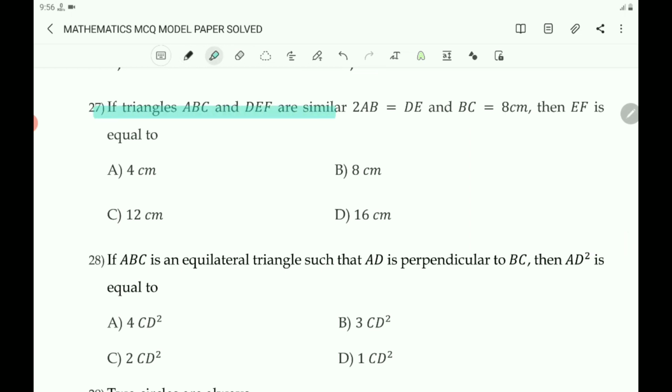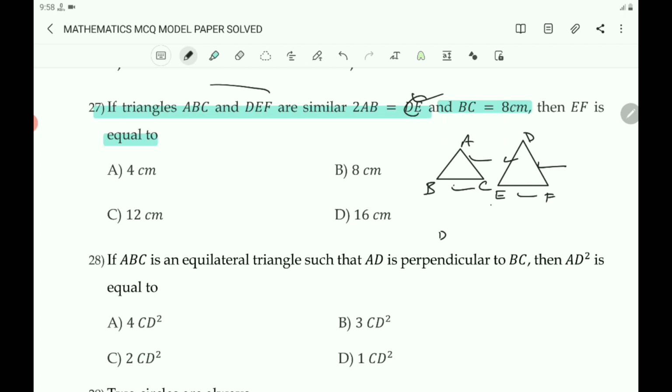If triangles ABC and DEF are similar, DE equals 2AB, BC equals 8 cm, then EF is equal to. Here it is said that triangle ABC and triangle DEF are similar. So you note down ABC and DEF. Here DE is twice of AB. So all the sides must be in that ratio: DF is twice of AC, EF is twice of BC, because they are similar. Similar means their corresponding sides are in the same ratio. So as DE is twice of AB, EF is also twice of BC.